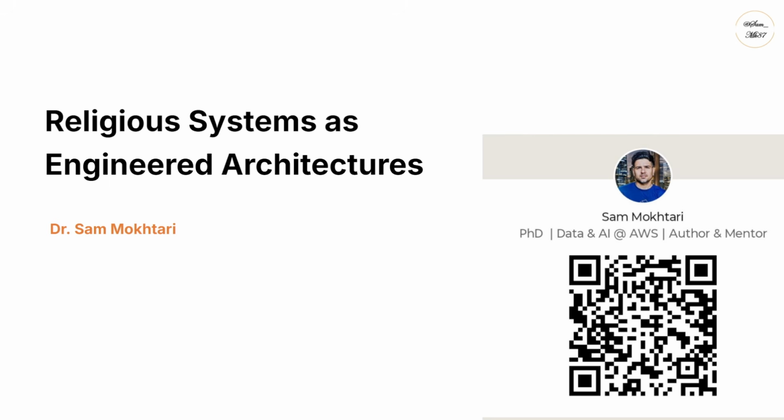Today we are going to cover how you can see a religious or moral system as an engineered architecture. And there's a reason actually behind this presentation. So the thing is, by viewing religion through the lens of a complex adaptive system, you can uncover a powerful, time-tested design pattern to build human-aligned AI and social architecture.